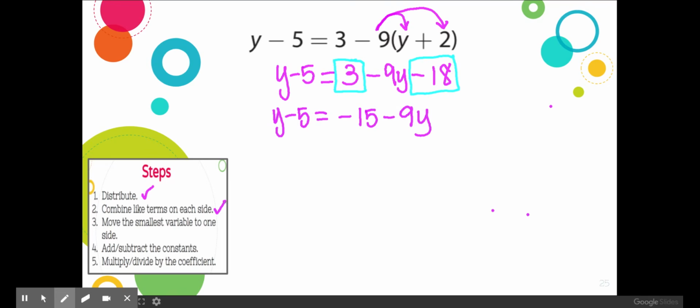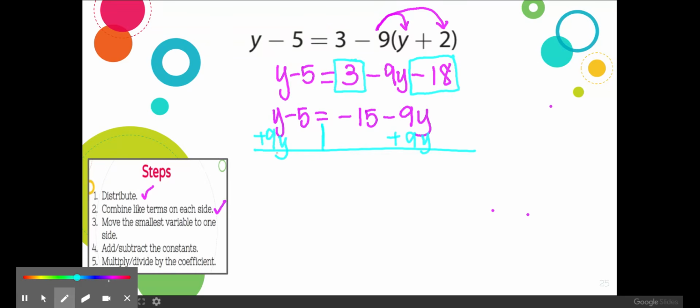Step 3 is to move the smallest variable to one side. So what is smaller? A y, a positive y, or negative 9y? Hopefully you know that negative 9y is smaller. So I want to get rid of that negative 9y. Want to move it over to the opposite side. So to move a negative 9y, I do the opposite, which is a positive 9y to both sides.